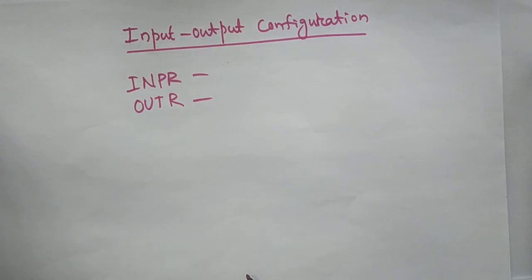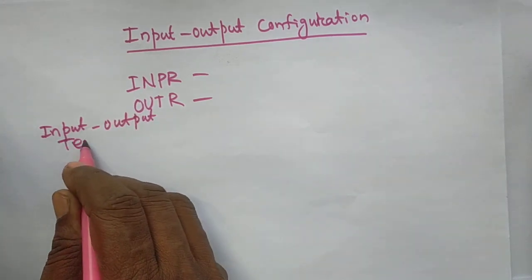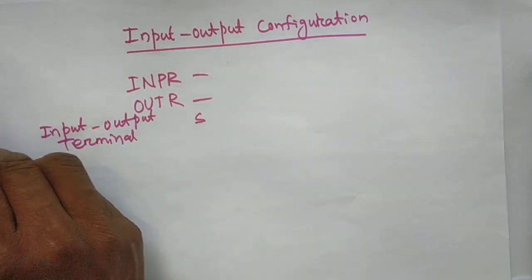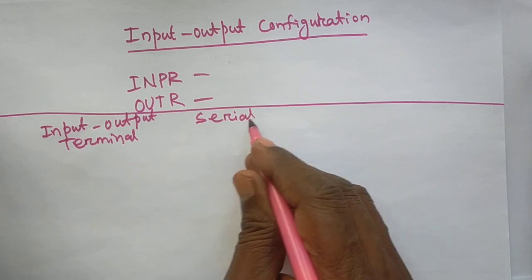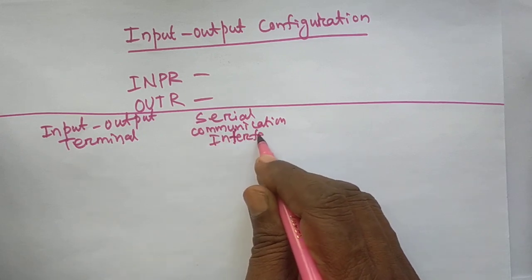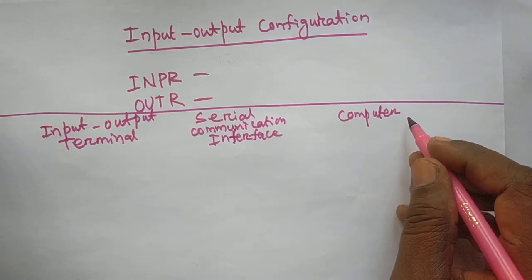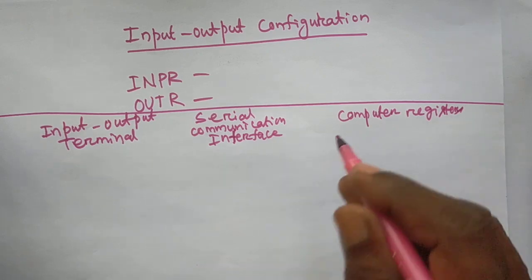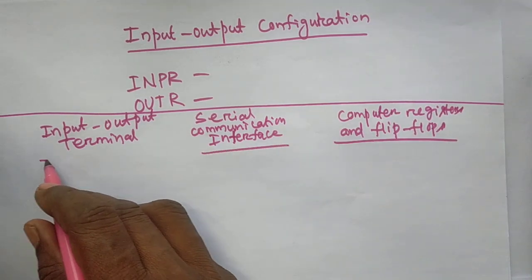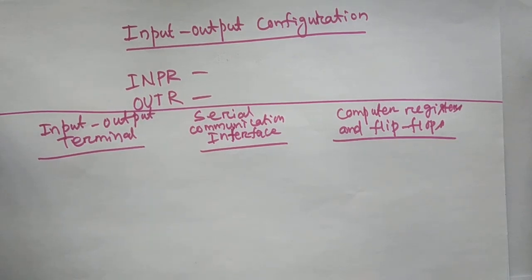One part is the input output terminal. Another is the serial communication interface. And a computer register and some flip flops. So these three components are required to create the input output configuration. How to define and design them, we will discuss one after another.